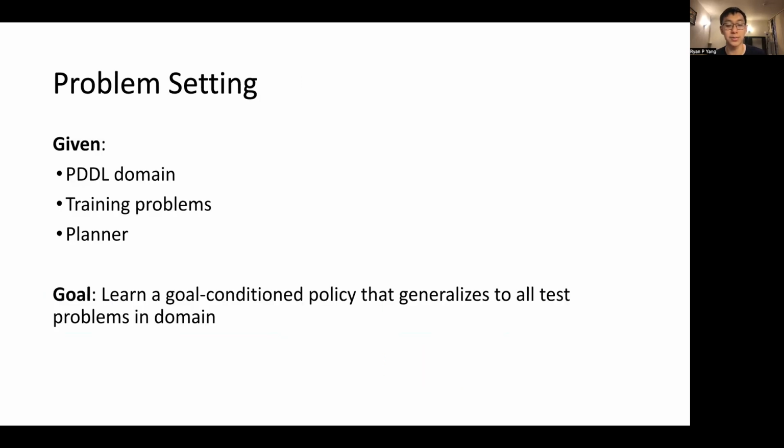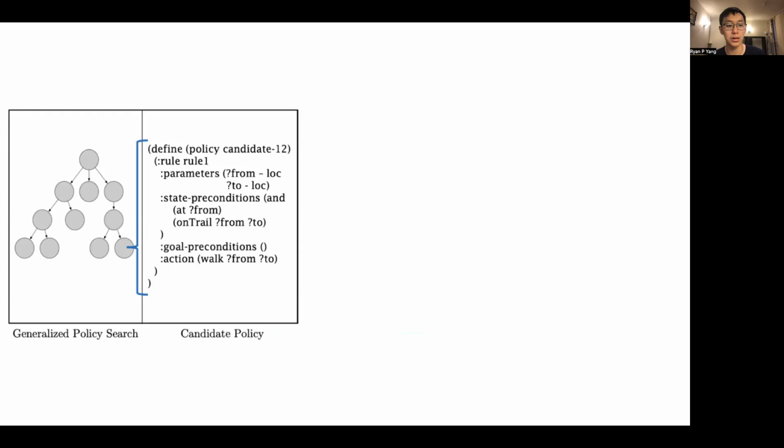Thus, our problem setting is as follows. We are given a PDDL domain with training problems and a planner. And as mentioned previously, our objective is to learn a goal condition policy that is able to generalize across all the test problems for this domain. We do so through a generalized policy search, where we search through the space of candidate policies in the hopes of finding a satisficing one.